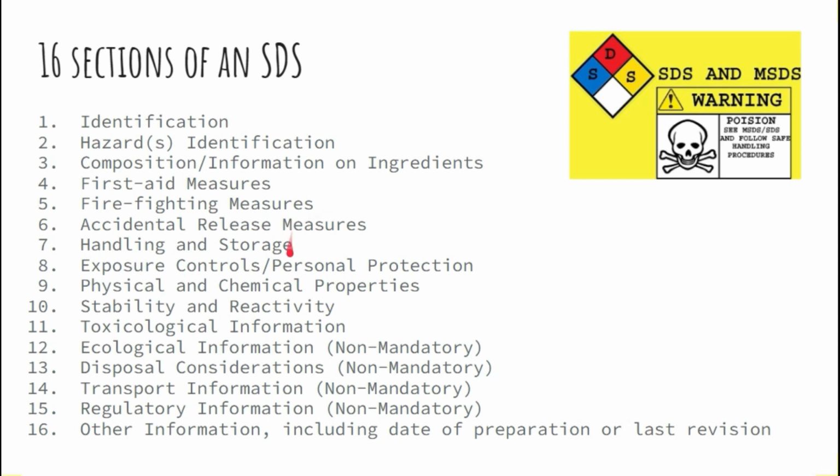And here are the others pa po. So, for number 12 to 15, these are just non-mandatory like ecological information, environmental hazards, disposal consideration, the transport and regulatory information, as well as additional information including the date of the preparation or the last revision of that SDS. So yan po yung 16 sections ng SDS po natin.